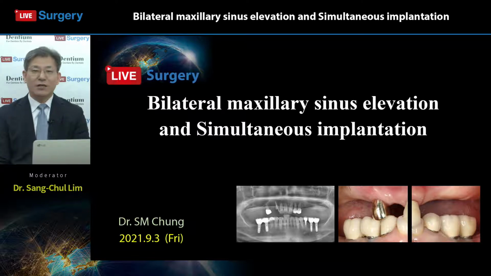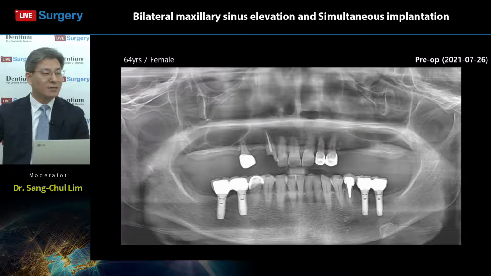Today's surgery topic is bilateral maxillary sinus elevation and simultaneous implantation. As you can see, this is the panoramic view of the patient. The right side of the maxillary sinus has a big sinus cavity, including a sinus septum, and a small volume of residual ridge, the remnant of the host bone. The left side of the patient has enough remnant bone from the sinus floor and residual ridge compared to the right side.